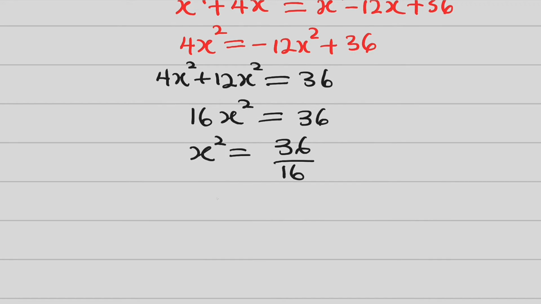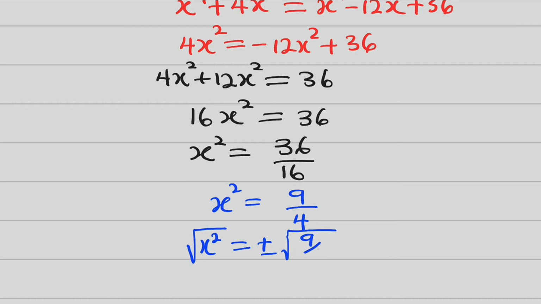If we reduce this one to the lowest term, we have x squared equal to 9 divided by 4, because 4 can go into 36 9 times, and 4 can go into 16 4 times. Remember, our main target is to find the value of x, and hence now we can take the square root of both sides, and we have plus or minus square root of 9 divided by 4.